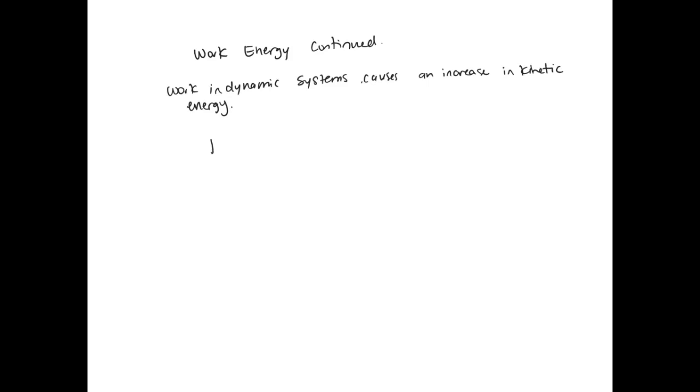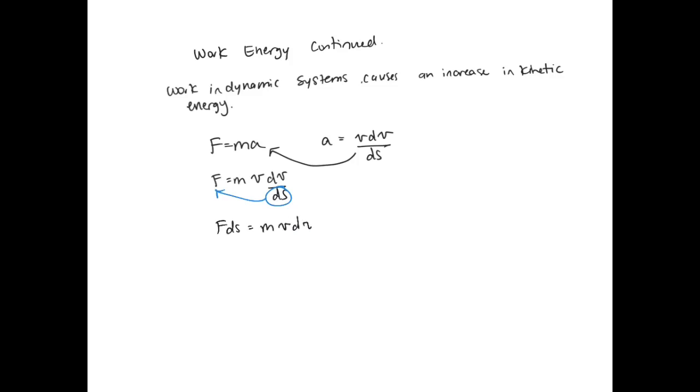So remember our friend F equals ma. That was the equation we used a lot in the previous chapter, and we also know that acceleration is equal to v dv over ds. So now I'm just going to plug this equation into here, and we'll say the force is equal to the mass times velocity times speed dv over ds. Now I'll bring the integrating term ds up here. Then we have F ds is equal to mv dv.